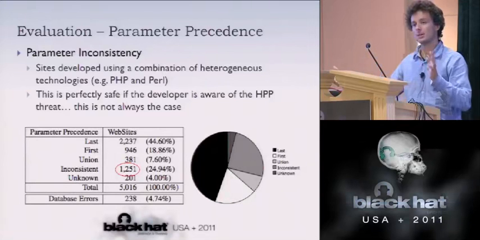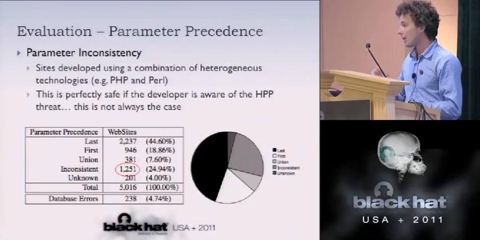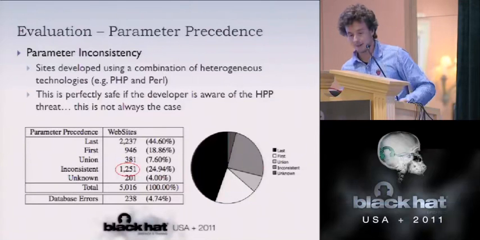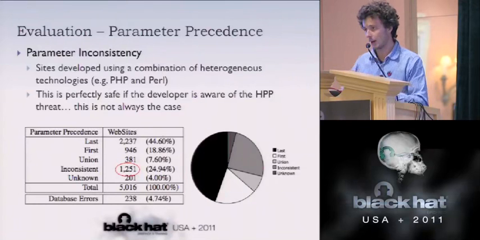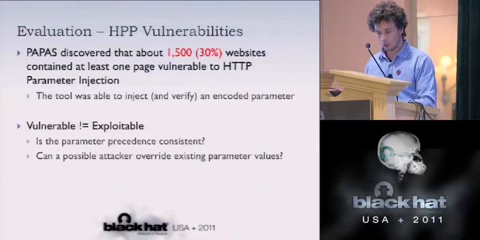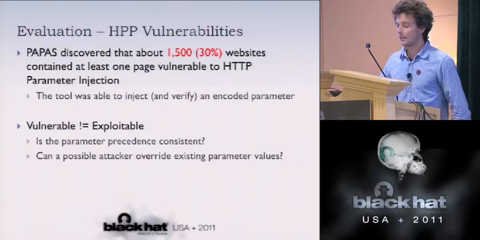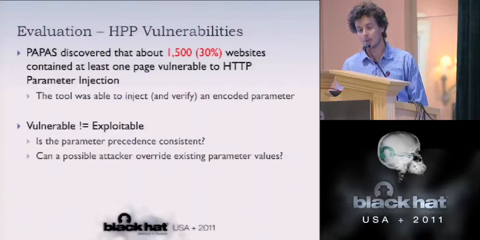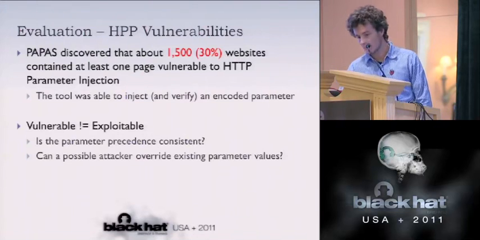The applications are complex, and different pages use different technologies. So there is nothing bad with this if a developer is aware of the fact that somebody can actually exploit this problem to run HPP attacks. This is actually the case because we discovered that out of 1,500 websites we tested, about 30% of them contain at least a single page that is vulnerable to HPP parameter injection. This is really a lot.